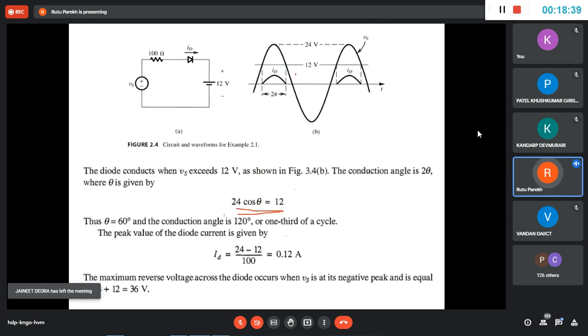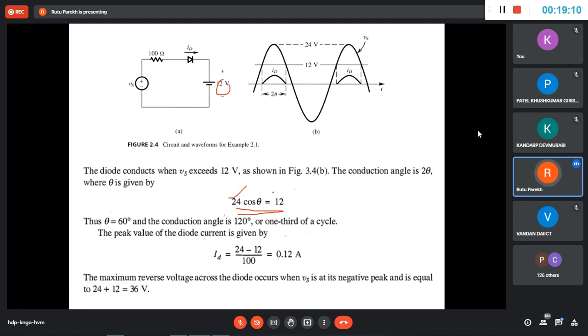And then this relation can be given by this maximum, which is 24. This is peak to peak 24 volt. Okay, so 24 cos theta is equal to 12 volt. This 12 volt is where it starts conducting. Beyond that, your theta will come to 60 degrees, and the conduction angle is 2 theta. So the conduction angle it makes is 2 theta. Theta is 60 from this.